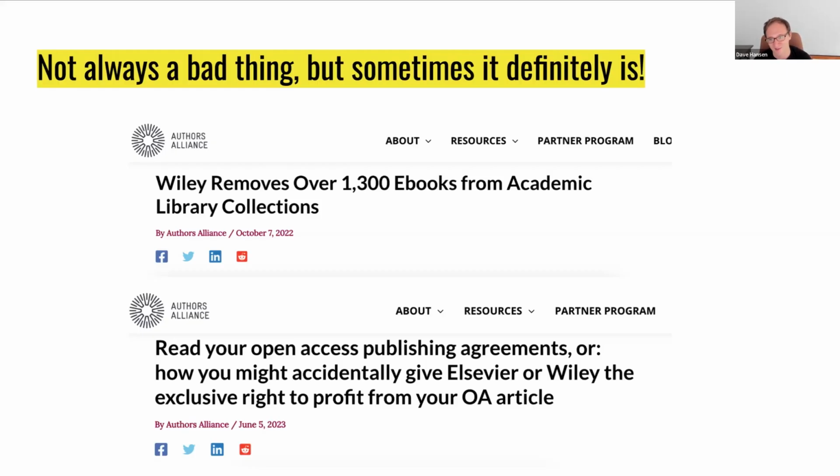I could go through the Authors Alliance blog and pick out maybe one every month or so of some bad thing that happened because authors were persuaded to give away their rights. So the first one here was a situation where Wiley removed some 1,300 ebooks from academic library collections. They did it in, I think, August 1st or something like that, just before the academic semester was going to start. People had already said, we're going to assign these books. They were in collections, and then they just were going to be disappeared.